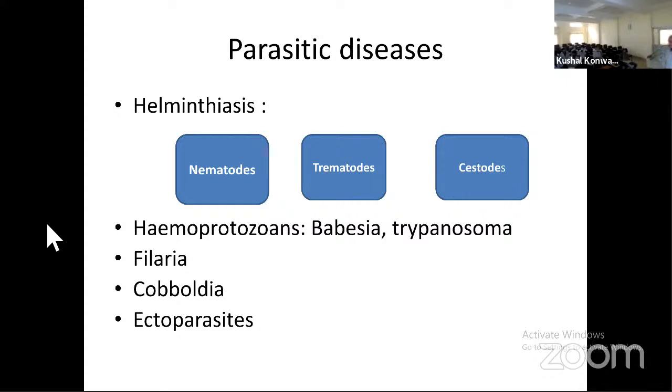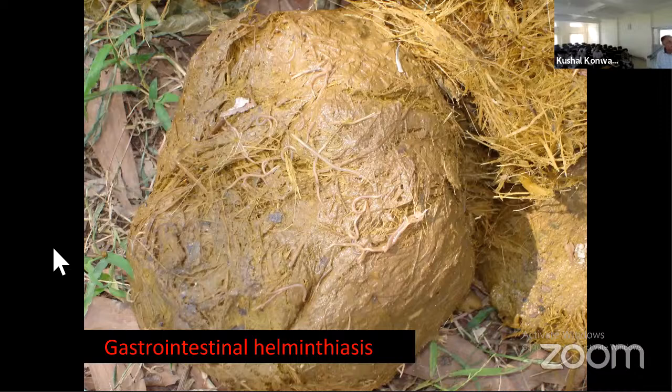Then hemoprotozoan diseases, Babesia, Trypanosoma, you know that. Fortunately, hemoprotozoan diseases are not very common in these parts of the country, but in the western part, in Rajasthan, Gujarat, or Western UP, you find hemoprotozoan diseases, Trypanosoma. We don't have them because we don't have the vector species here. Then filaria, Cobboldia, is again found only in the foothills of the Himalaya. So geographical distribution is also important, and ectoparasites. You can see live strongyle parasites in the freshly voided bolus of an elephant. These are strongyle parasites, and you know how their ova look.